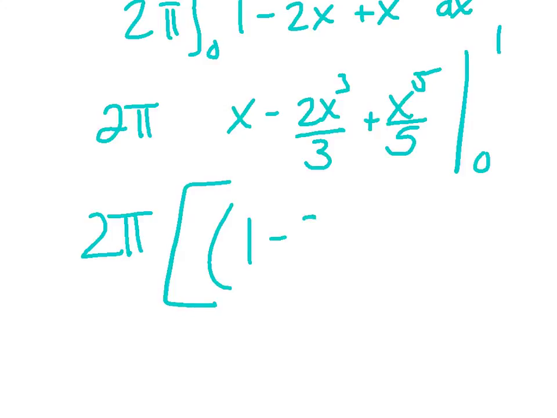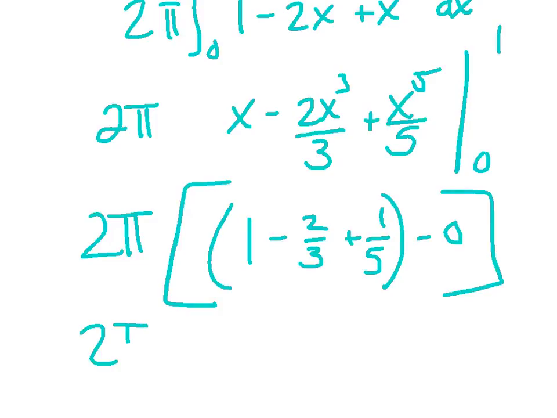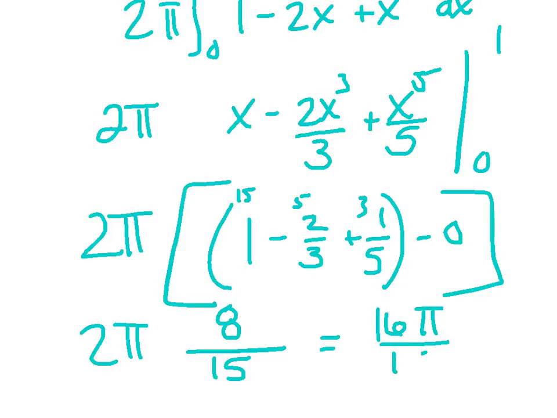So I've got 1 minus 2/3 plus 1/5, and then minus 0. So if I get a common denominator of 15, I'm multiplying this by 15, 5, and 3, which is 15 minus 10 is 5, plus 3, 8/15, for a total of 16 pi over 15.